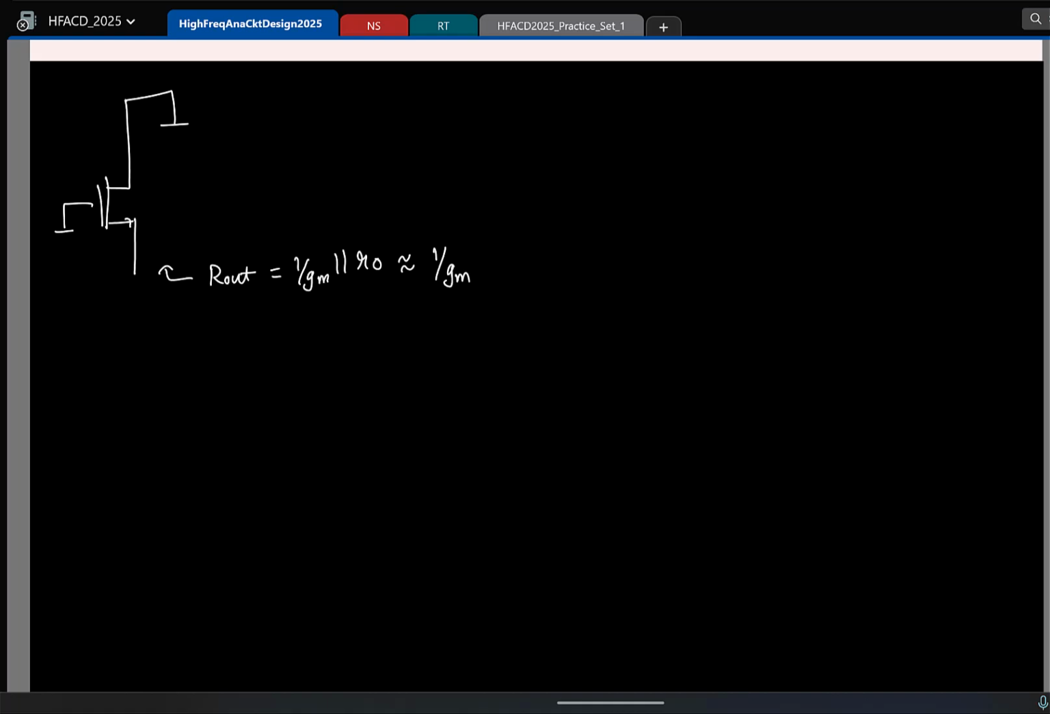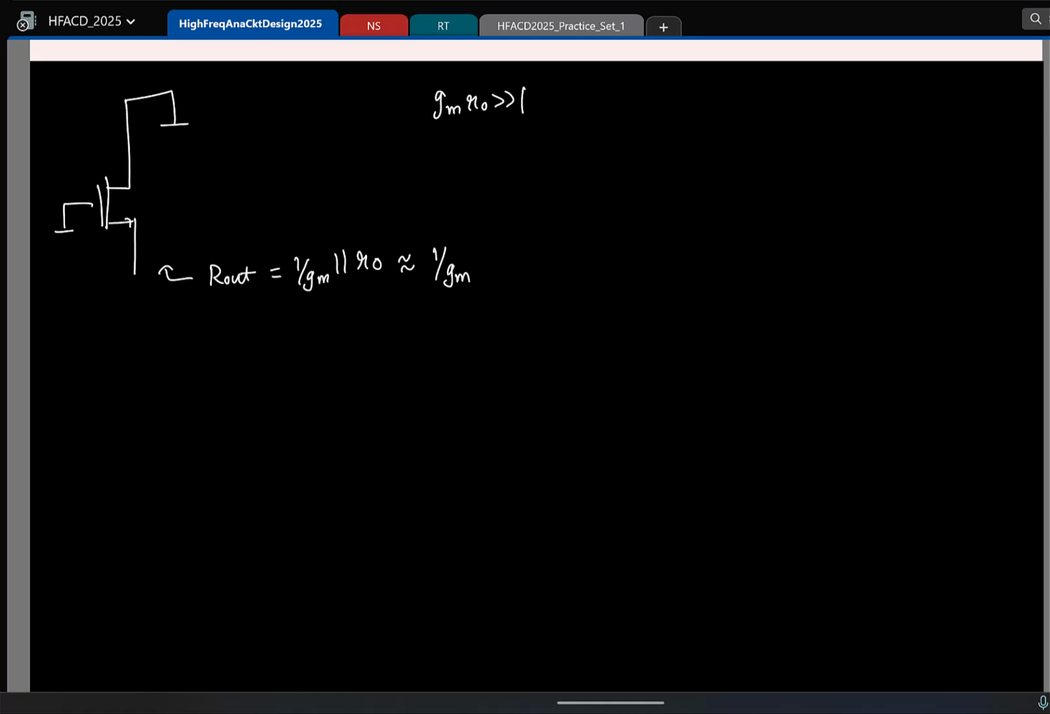Yeah, why is R0 larger? R0 is 1 by lambda ID. Again, remember that this is biased in saturation, so the drain current dependence on VDS is very minimal. So R0 is large. That's why Gm R0 is typically greater than 1. So R0 is much greater than 1 by Gm.